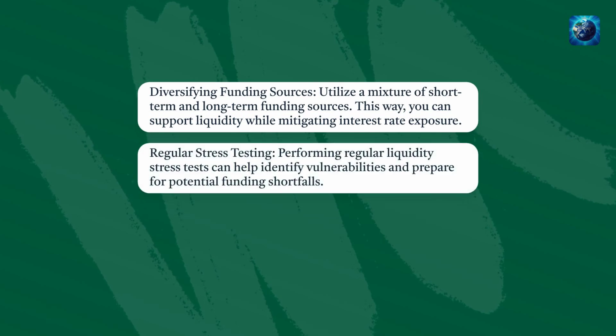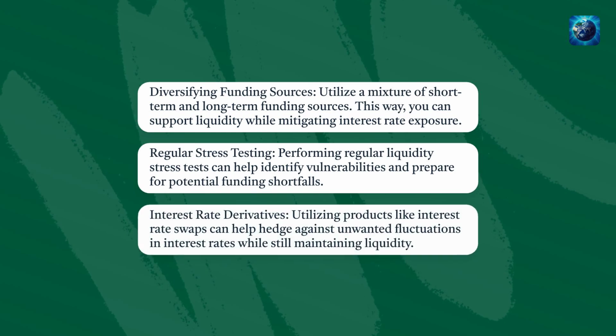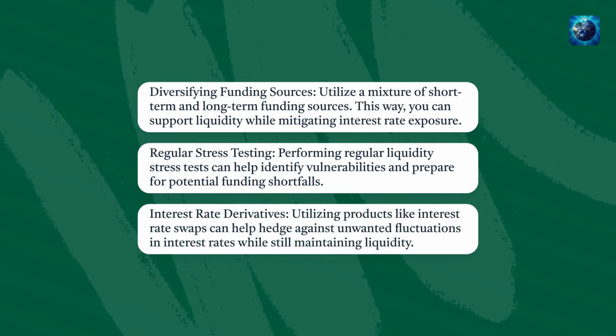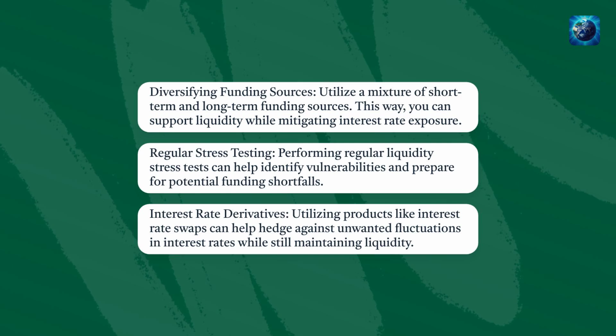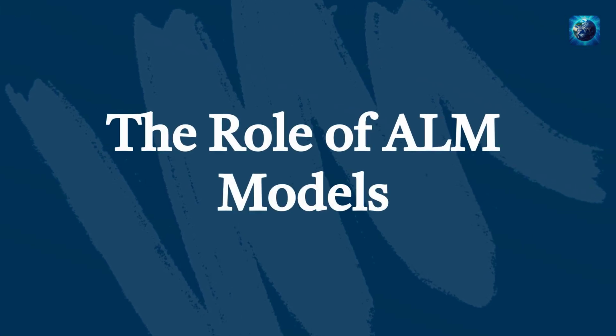Regular stress testing. Performing regular liquidity stress tests can help identify vulnerabilities and prepare for potential funding shortfalls. Interest rate derivatives. Utilizing products like interest rate swaps can help hedge against unwanted fluctuations in interest rates while still maintaining liquidity.